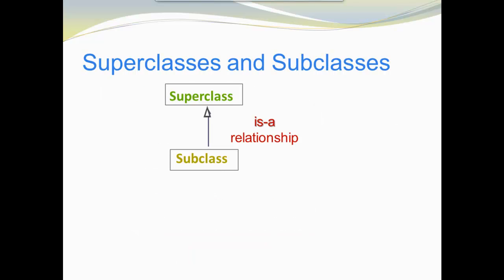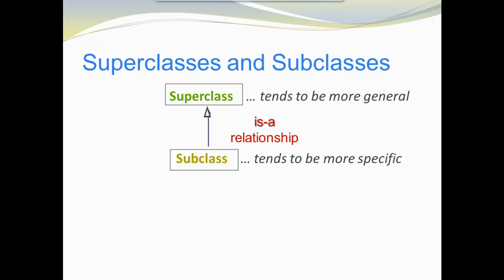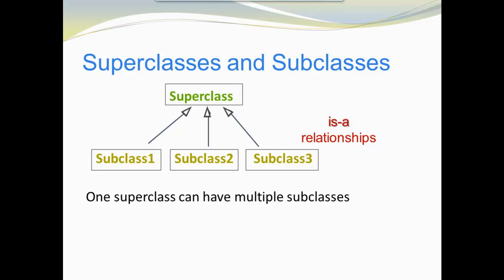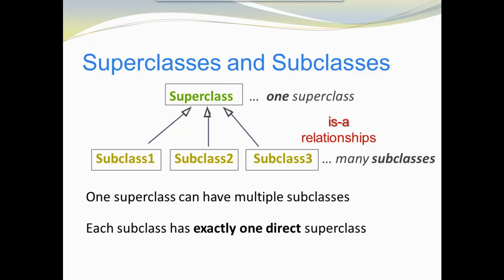So I can say my subclass is a superclass. My superclass tends to be more general, while my subclass tends to be more specific. One superclass can have multiple subclasses. However, each subclass has exactly one direct superclass, and that is called single inheritance.